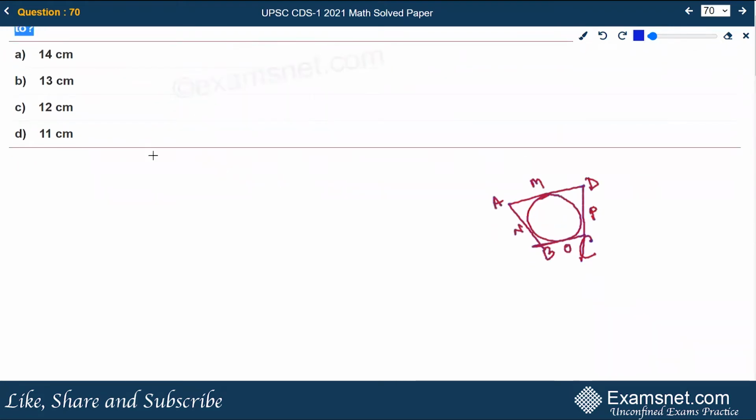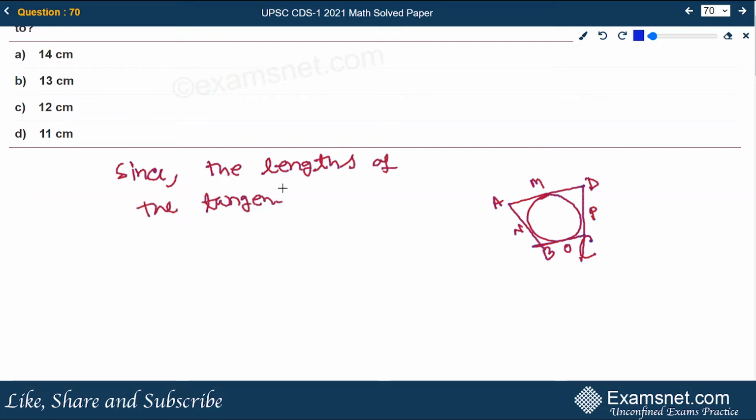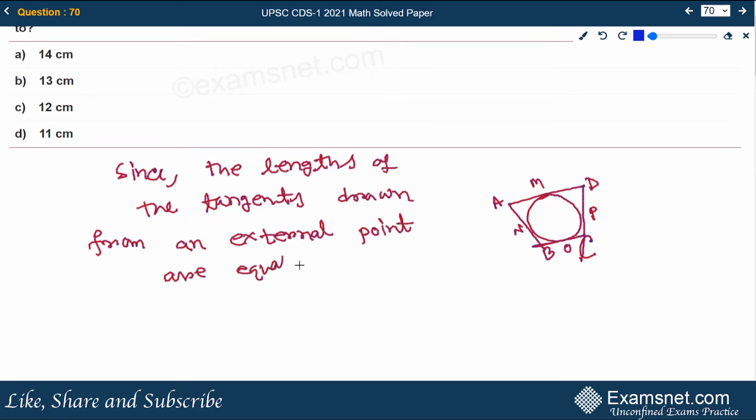Since the lengths of the tangents drawn from an external point are equal. Look here, from A, AM and AN, these two tangents are drawn.